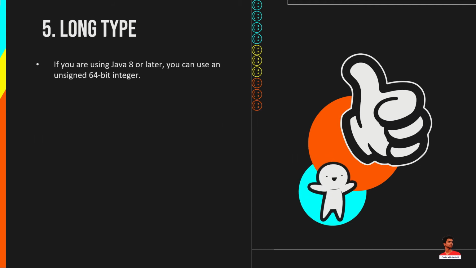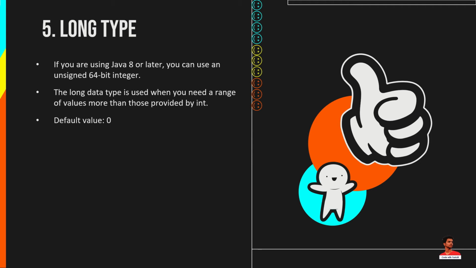If you are using Java 8 or later, you can use an unsigned 64-bit integer. The long data type is used when you need a range of values more than those provided by int. Default value of long data type is 0. Here we have an example.